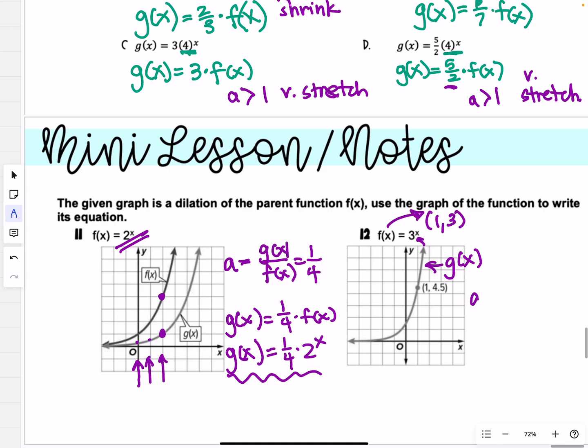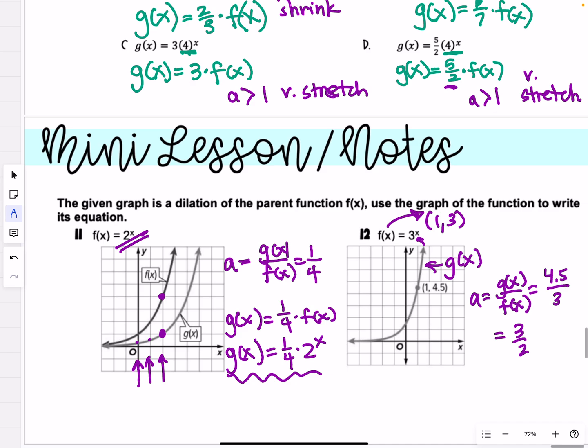And so to find our a value, I'm going to take the g of x y value and put it over the f of x y value. And in this case, my g of x is 4.5 for x equals 1. And my y value for f of x is going to be 3. Okay, and so I would use my calculator to simplify this. This is going to end up being 3 over 2.